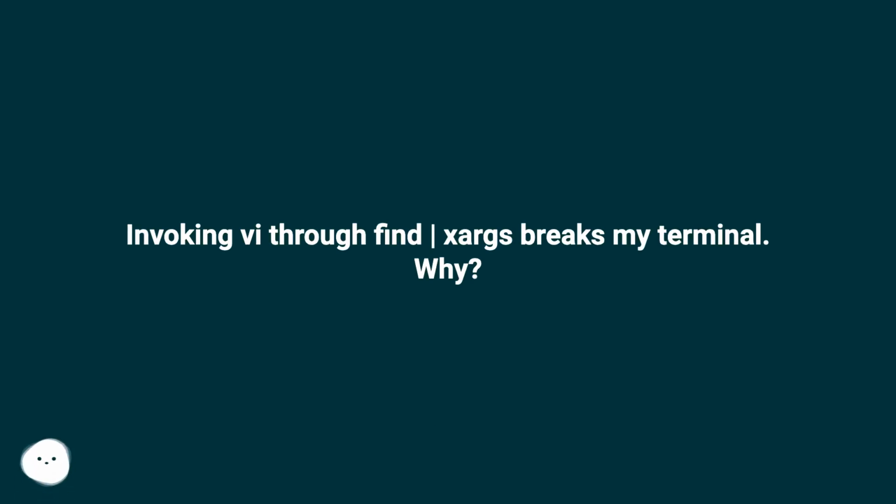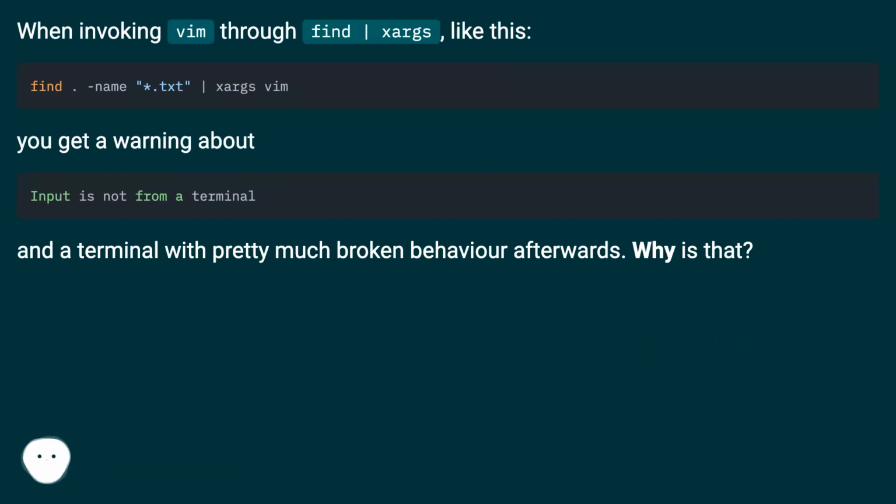Invoking Vim through find and xargs breaks my terminal. Why? When invoking Vim through find and xargs, like this, you get a warning and a terminal with pretty much broken behavior afterwards. Why is that?